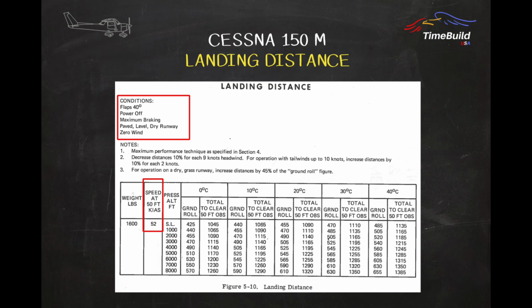Distances should be decreased by 10% for each 9 knots of headwind and increased by 10% for each 2 knots of tailwind. Finally, the airspeed at 50 feet is 52 knots, which is significantly slower than the 60 knot approach speed used in normal operations with up to 30 degrees of flap.